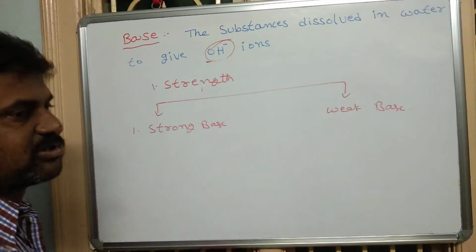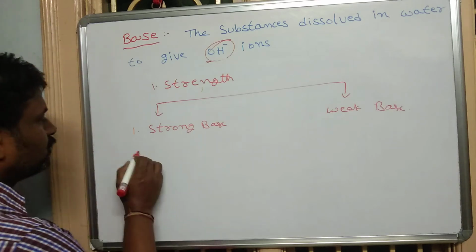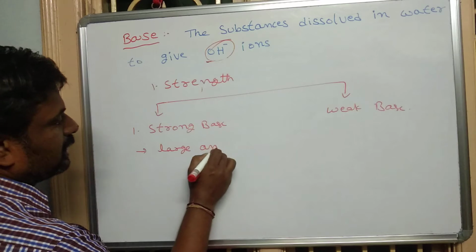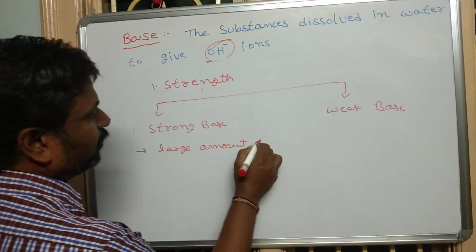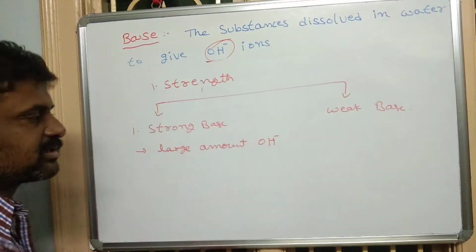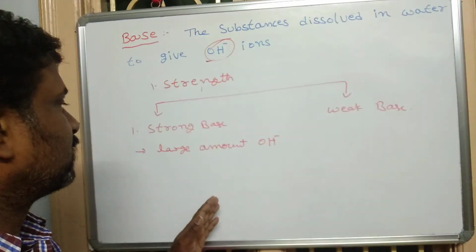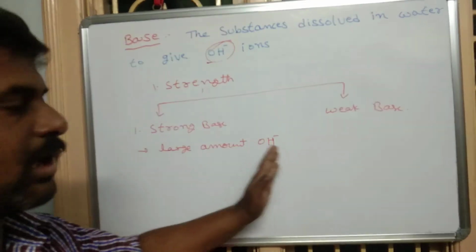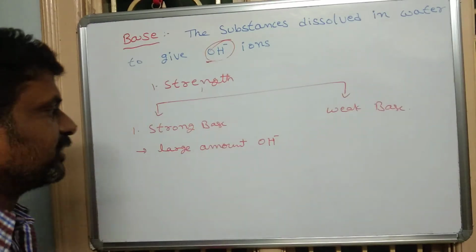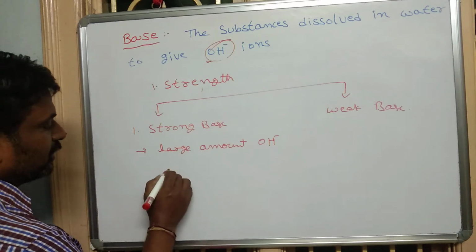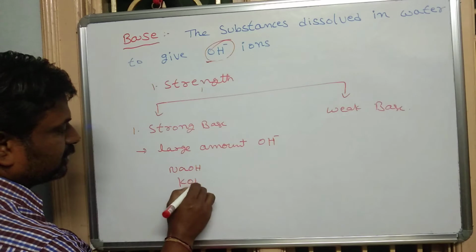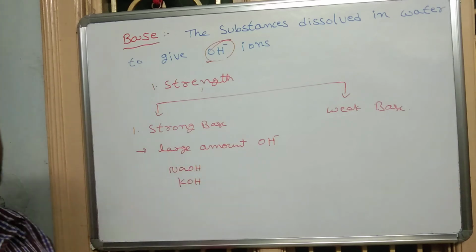First one, strong base. The bases which dissolve in water to release a large number of OH minus ions are called strong bases. Example: NaOH, KOH. These two are strong bases.